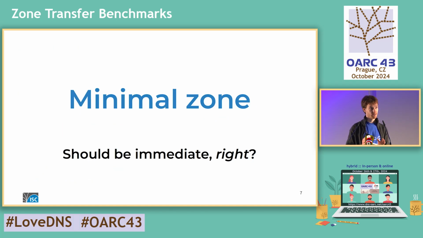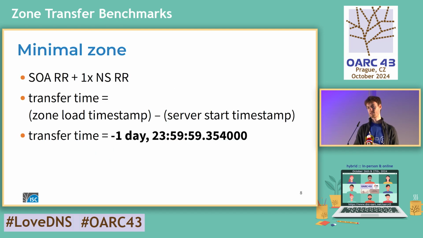In short, it's complicated. And when something is complicated, it's always a good idea to start with a minimal possible example, get things rolling, and then increase the complexity as we go. So with a minimal zone, it should be basically an immediate zone transfer, done instantly. Well, let's try. Minimal zone: SOA record, NS record, nothing else. The simplest metric possible: secondary startup time. So we just start the secondary, take the timestamp when we started the server, look into the logs to find out the moment when it transferred the zone, subtract the numbers, that's it.